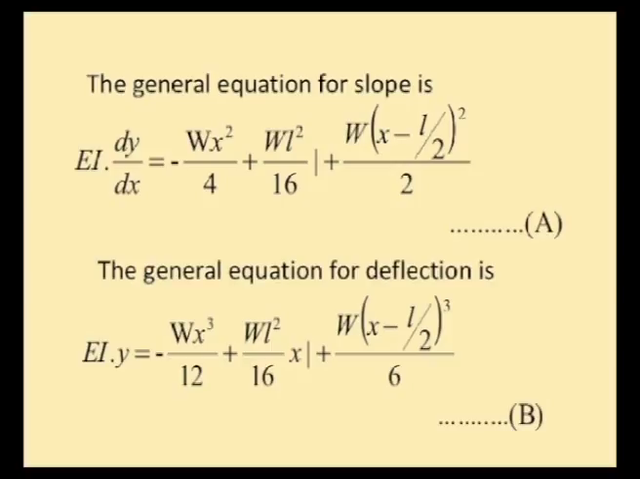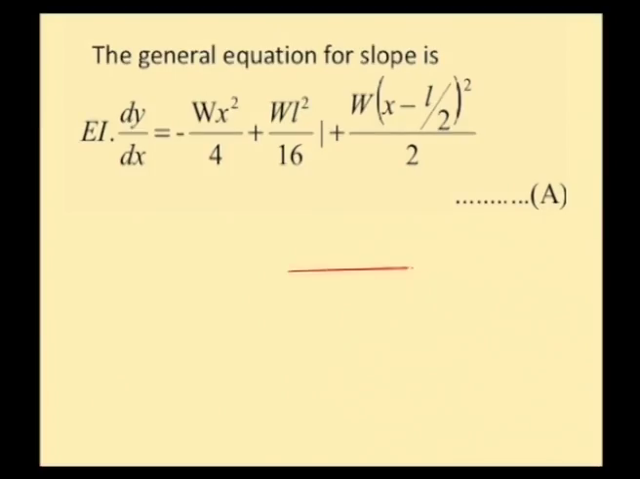Then we can obtain the general equation for slope as E I dy by dx equals minus w x squared by 4 plus w L squared by 16 up to the dotted line, plus w into (x minus L by 2) whole squared by 2. This is equation A. Equation A is the general equation for slope.